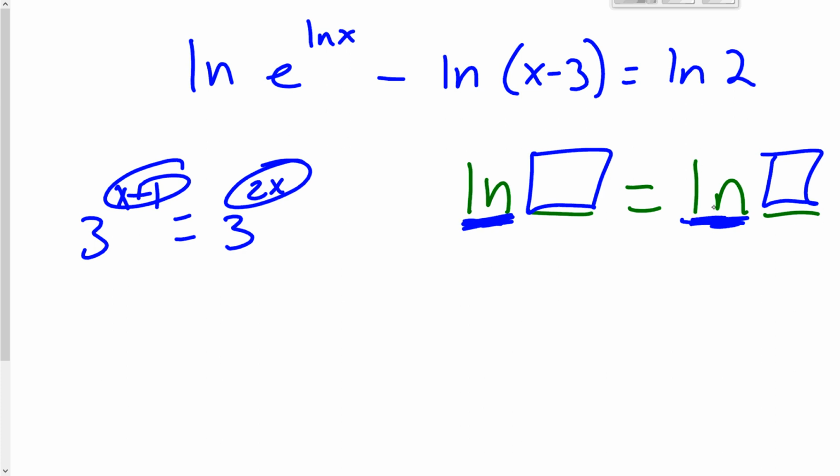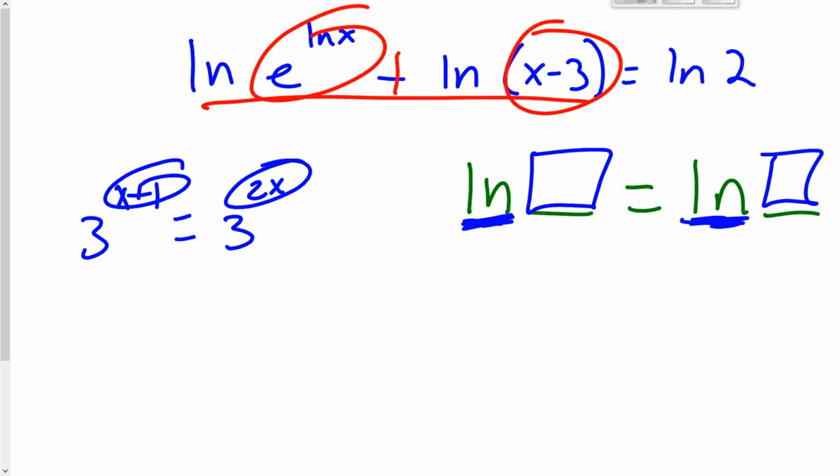If the logs are the same on both sides, then what I'm taking the log of has to be the same. But first, I need to combine these two logs into one. Okay, so the logarithm properties apply. We just talked about on the last example, when it's adding, that means we multiply what we're taking the log of. But when it's subtraction, we want to divide, right? So just remember that when there's subtraction, you want to divide what I'm taking the logs of.